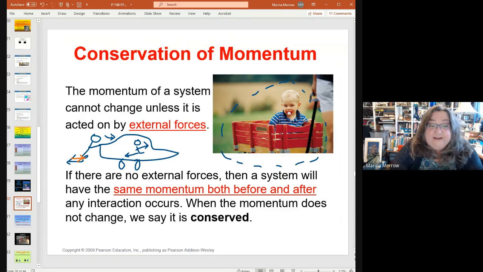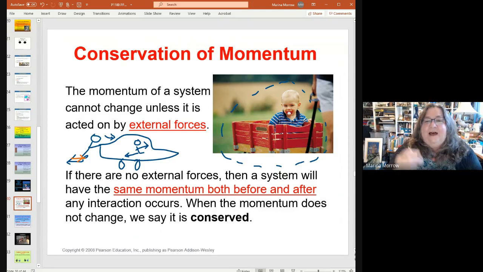Okay, now, if there are no external forces, then the momentum of a system will stay the same before and after any interaction. So let's say the kid is in the wagon and he's sitting still. Well, if nobody pushes the wagon, he's just going to stay in the wagon and he's not going to be able to move it. Now, you've seen kids scooch themselves along, but that's because they push down and against the earth. Okay, so pretend they can't do that. So in this wagon, he's isolated from the earth. So in that case, he wouldn't be able to make it move. It would be like a frictionless surface.